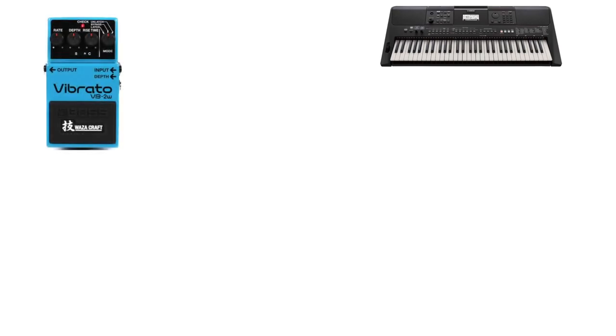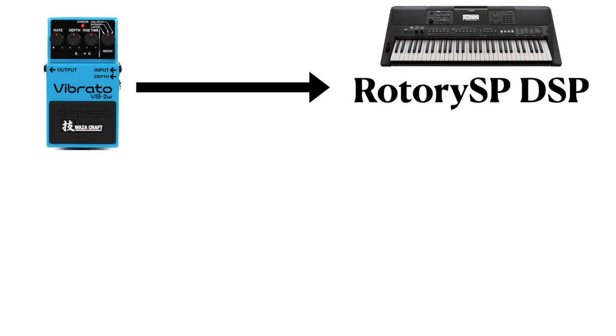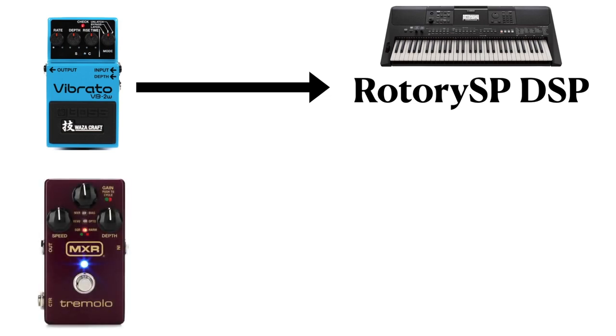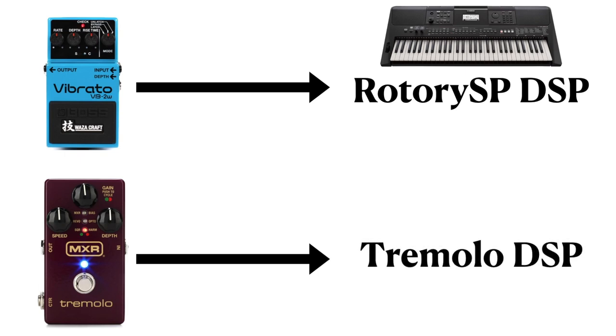So, in the E463, the vibrato is called rotary SP. That's what's in the little window when you go into the digital signal processor and turn on vibrato. This stands for rotary speaker. So what they're doing is they're simulating a Leslie speaker that spins around and around and around, and that changes the frequency of the music. On the other hand, we also have built into our keyboard tremolo, and it is simply called tremolo. So in the digital signal processor, when I go in there, I can select tremolo. So we have both of these. And you can use either one.